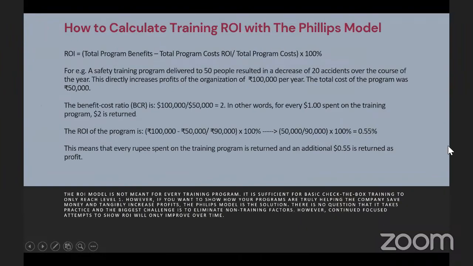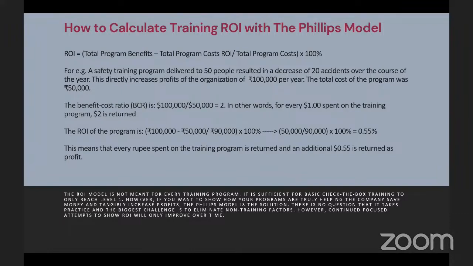So, how to calculate training ROI with the Phillips model? This was quite tricky for me as well to understand, because the first time you go through this, it is not that simple, honestly. I had to put a lot of brain into it and understand what exactly an ROI is, because this concept was very new to me, and I did not exactly know how to get it.